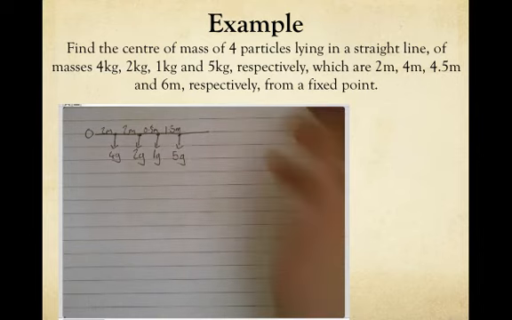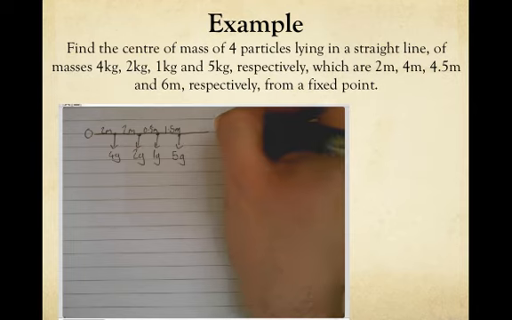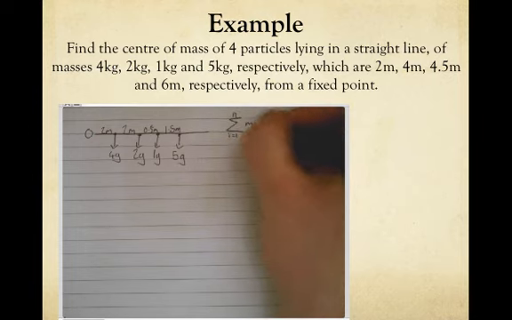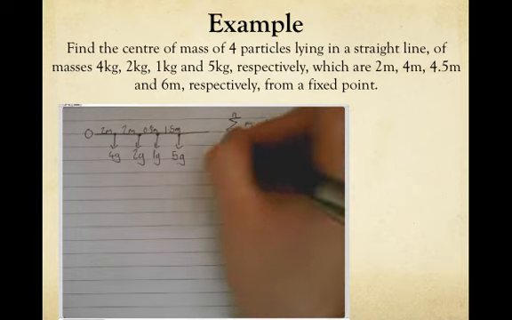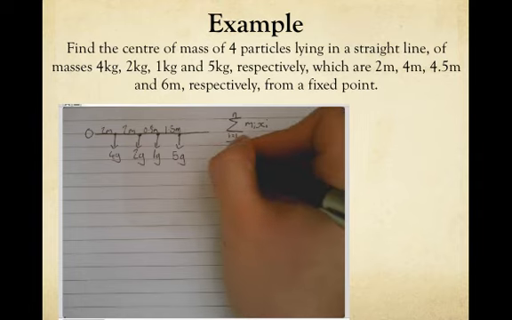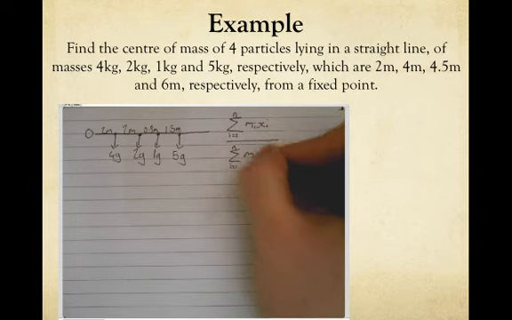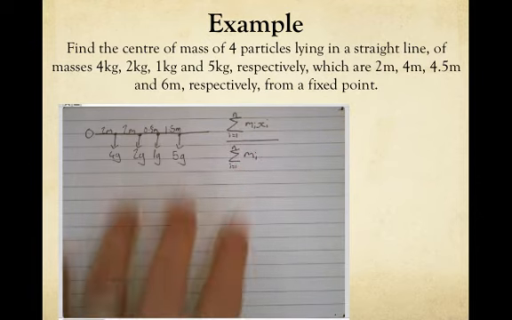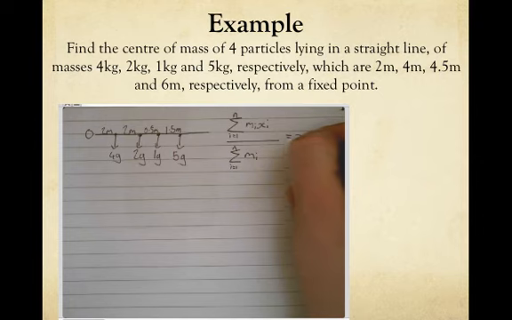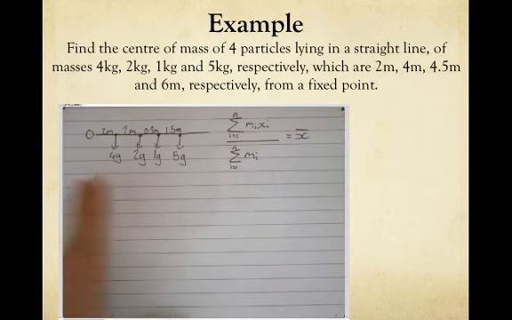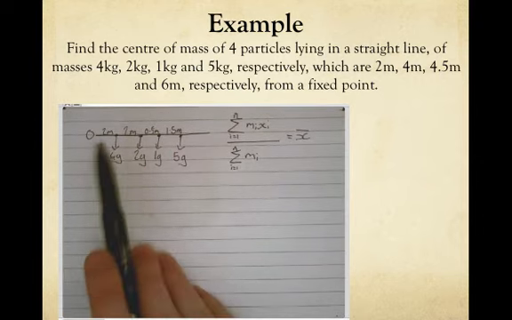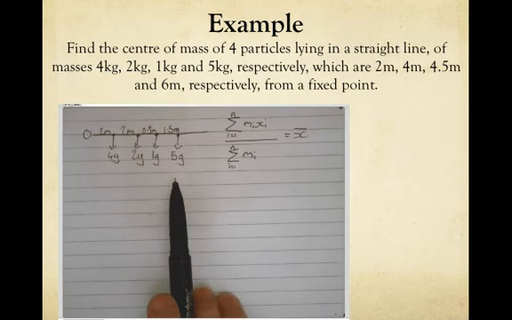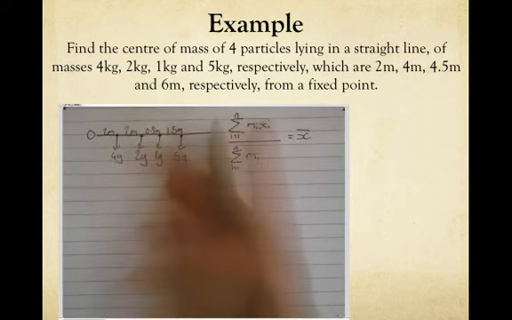So if you remember, the equation is sigma from i equals 1 up to n of mi(xi) over sigma from i equals 1 to n of mi, and that is equal to x bar, which is what we're trying to find. So we can see we've got our masses and our distances all ready to go. So let's just fire away.